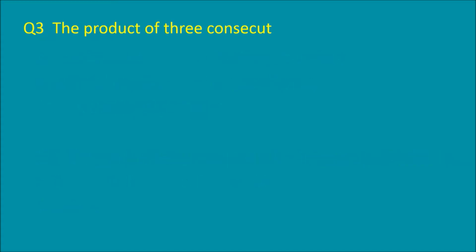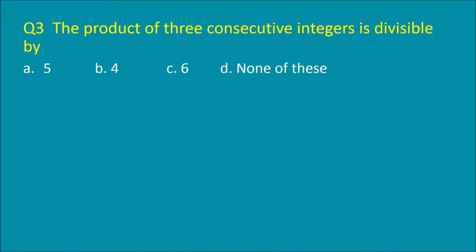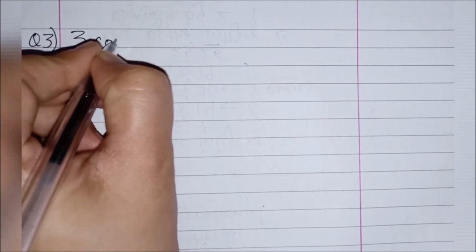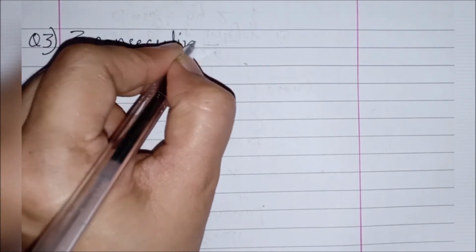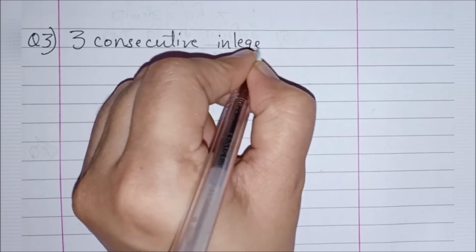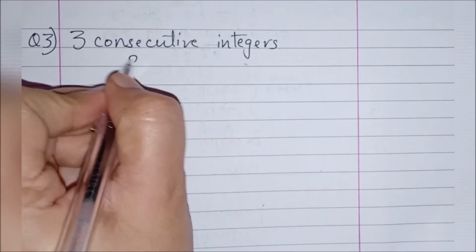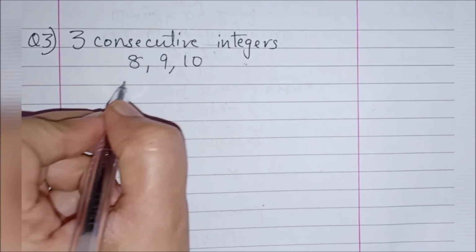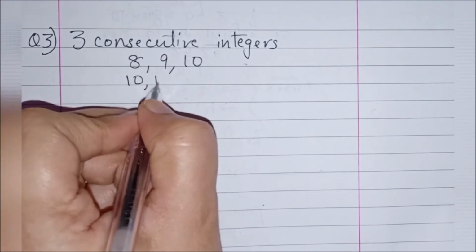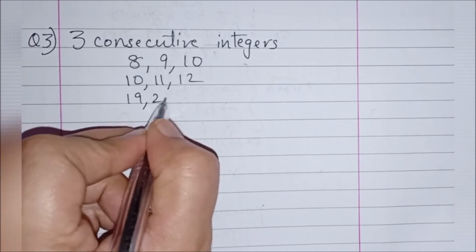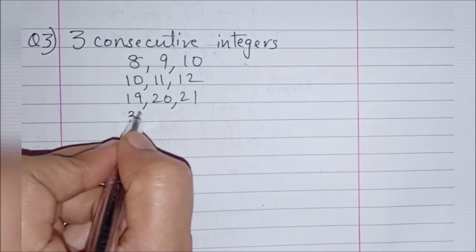Question 3. The product of three consecutive integers is divisible by 5, 4, 6 or none of these. So the correct answer is 6. Now let's take examples of three consecutive integers. What can we say about the products? Can we get some factors? Take three consecutive integers, say 8, 9, 10, or 10, 11, 12, or maybe 19, 20, 21. One more set, 39, 40, 41.